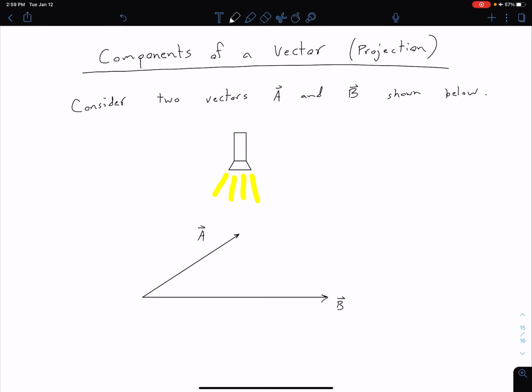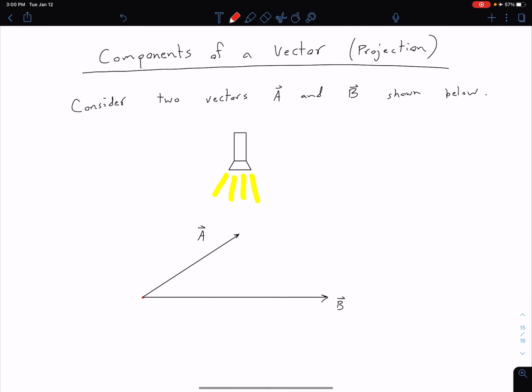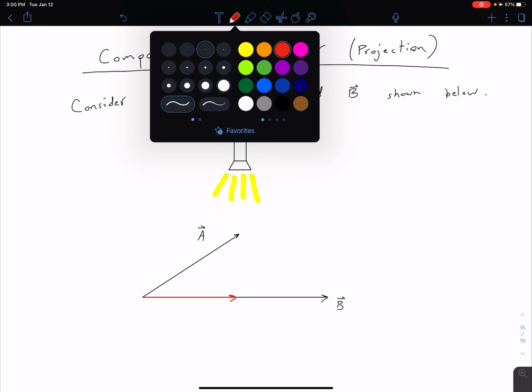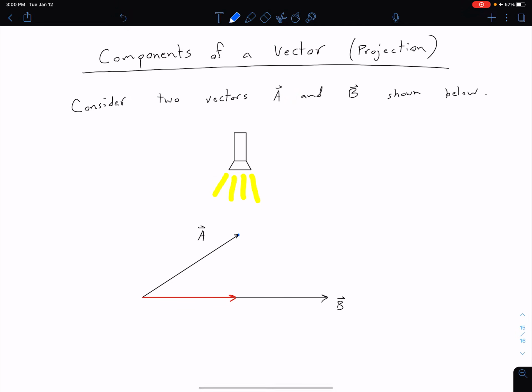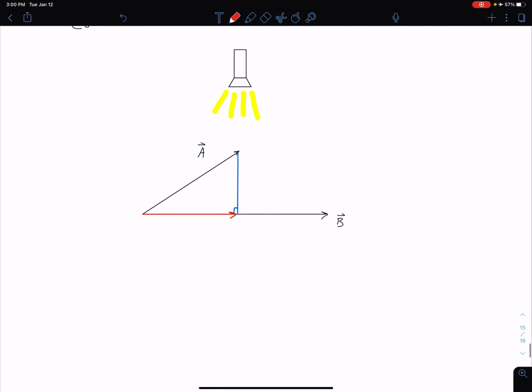And so what we could do then is define a part of A that shows up on B. Let me make it a little bit thicker. So we could see something that looks like this, which would be our component of A along B. Let me draw a second line here. We could draw this down, and this would extend to where our point is, and this would be a right angle between that blue line and B. So let me come back here, and let's label this red line as A sub B.